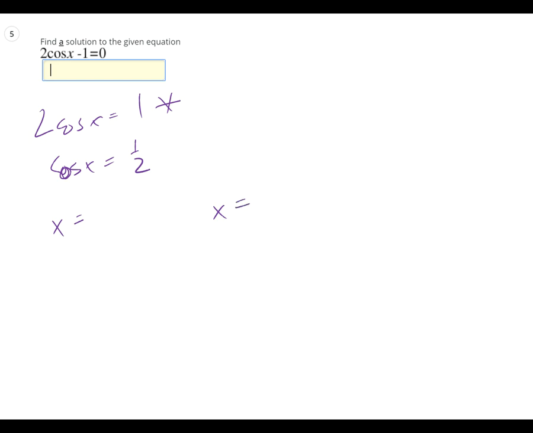I've got to use my unit circle now. Is cosine the x value or the y value? X value. So tell me the radian measures where the x value is equal to 1/2. Pi over 3, 5 pi over 3. Use that one a lot. Probably have it memorized. Okay, we good with 5?